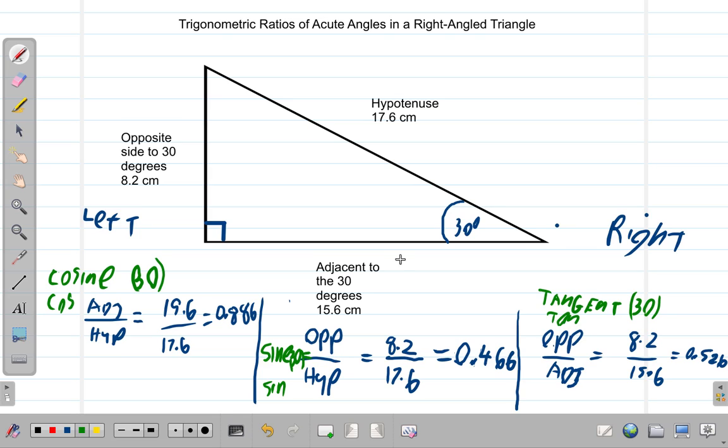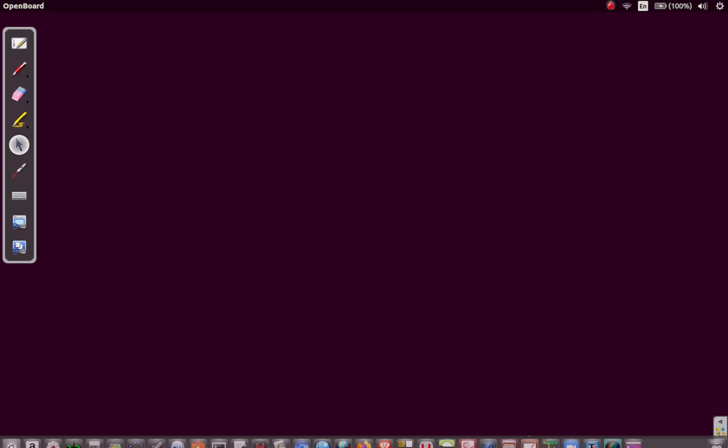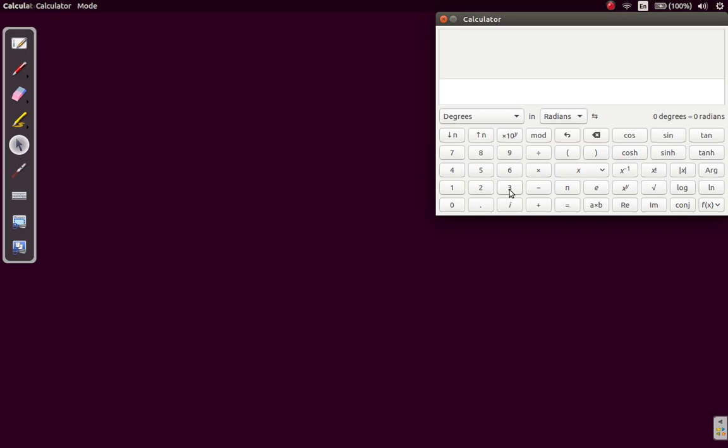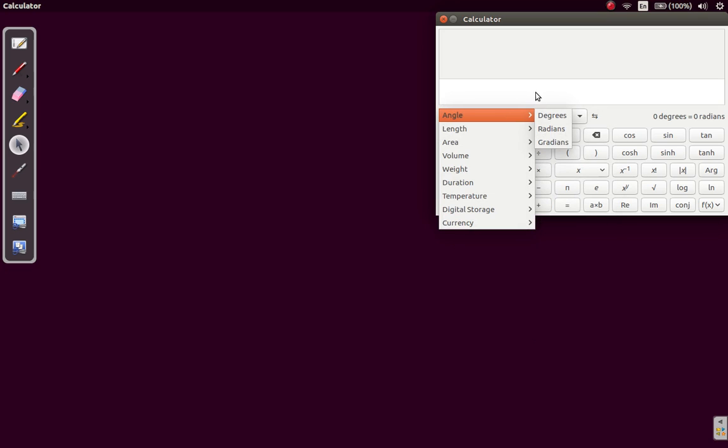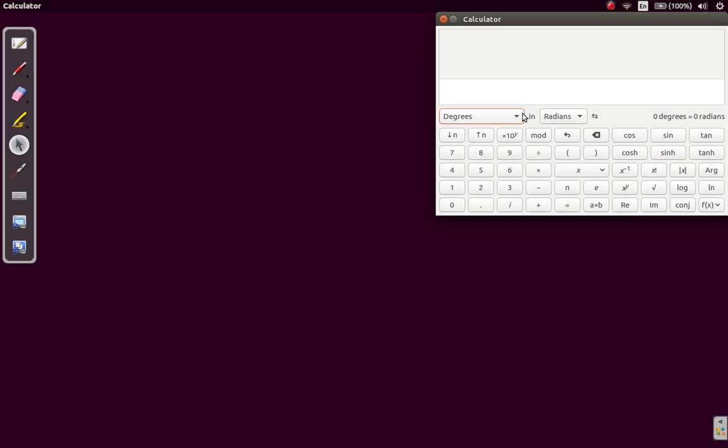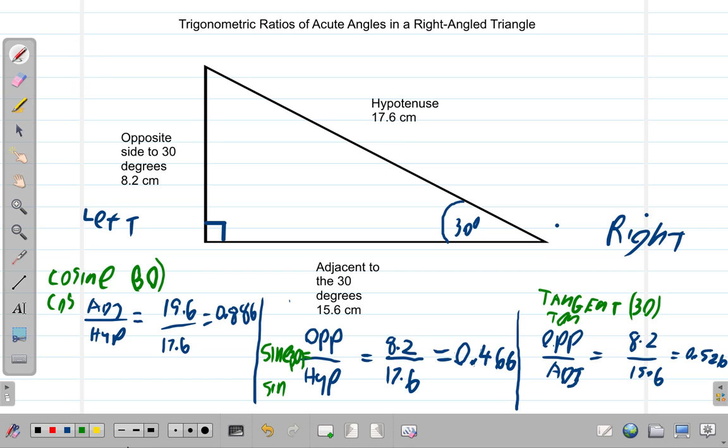Alright, now this is what we got. Remember, we did this by measurement, so it's not going to be perfectly accurate. To get the perfectly accurate value, we use our calculator. Let's find the cosine of 30 degrees on our calculator. I make sure my calculator is in degrees, not gradients nor radians. So the cosine of 30 degrees equals 0.866. The accurate value we got from the calculator is 0.866.